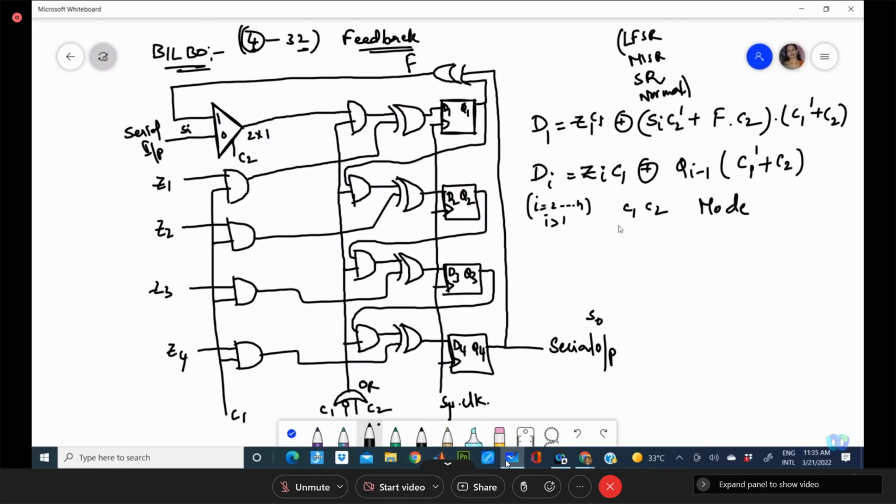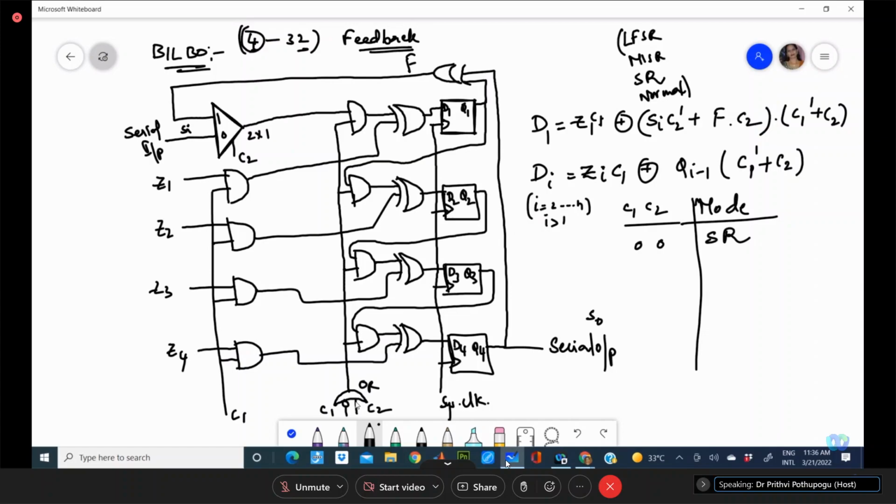Say we take the combination of the control signals C1, C2 both 0, 0. Now C1, C2 both 0 means this will be 1, this will be 1, and C2 is 0 means the serial input is chosen as the input. So these will be isolating the Z parameters onto your XOR. Only this SI will be connected to your Ds. That means it is a simple shift register.